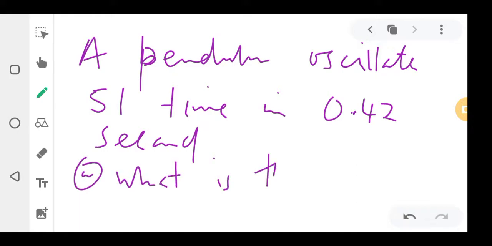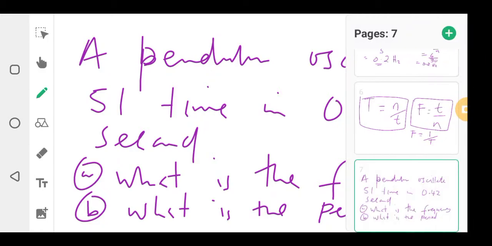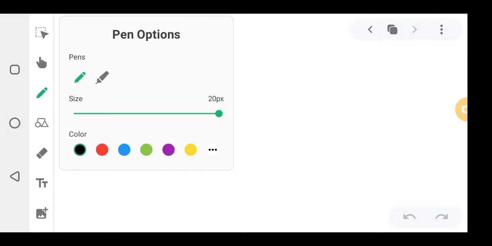What is the frequency? You see? This time they started with frequency. That time they started with period. And then the second one is, what is the period or periodic time? So we'll start with the frequency. I easily remember by writing the formula for frequency. So question 1 is this one.